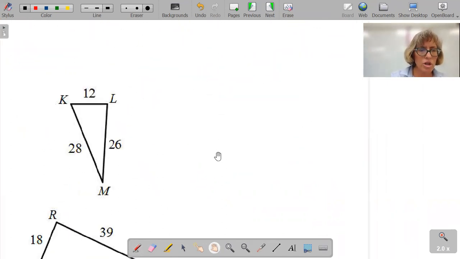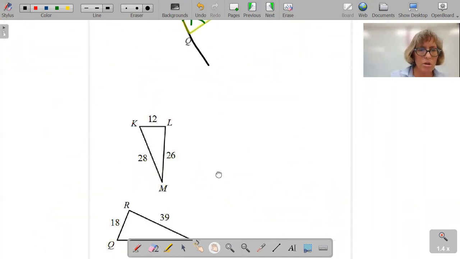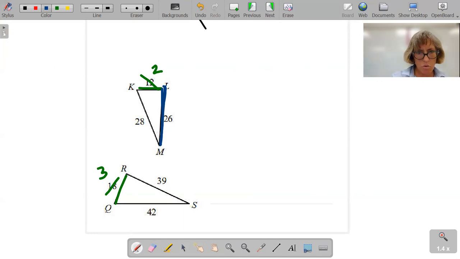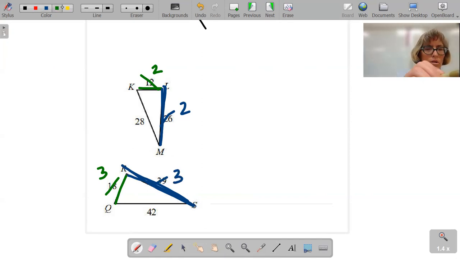Down here, let's check our ratios. We're going to go short to short and reduce. That's 12. 6 to 18. 6 goes in here twice. 6 goes in here 3 times. Let's go medium to medium. So that's going to be 26 to 39. 13 goes in here twice. 13 goes in here 3 times.